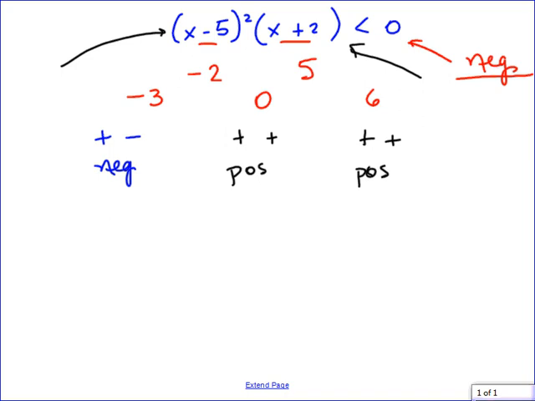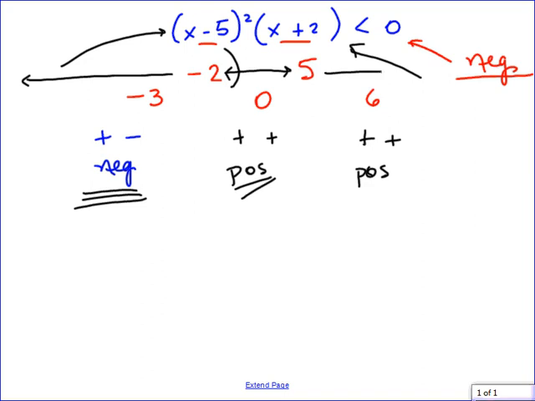Now we're looking for negative answers. So the area that produced the negative will be my solution. That area represents negative 3 and everything, negative 2, excuse me, and everything less than negative 2. Anything between negative 2 and 5 gave me a positive, and anything greater than 5 gave me a positive as well. I want a negative. So anything smaller than negative 2 gives me a negative answer.